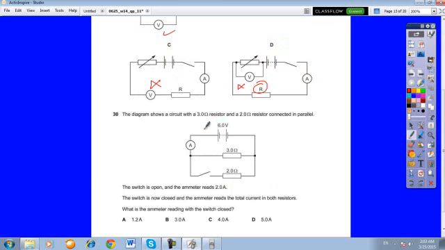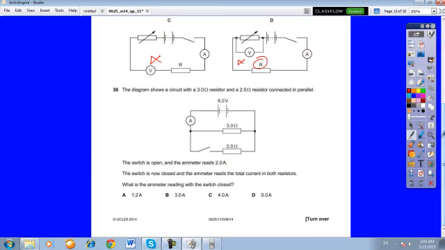Number 30. The diagram shows a circuit with 3 ohm resistor and 2 ohm resistor connected in parallel. The switch is open and the ammeter reads 2 amperes. The switch is now closed and the ammeter reads total current of both resistors. What's the ammeter reading when the switch is closed? When it was open, the ammeter was reading 2 amperes. 2 amperes multiplied by 3 ohms is equal to 6 volts.